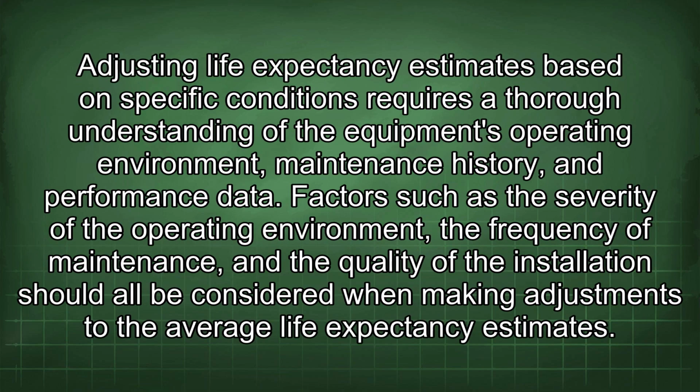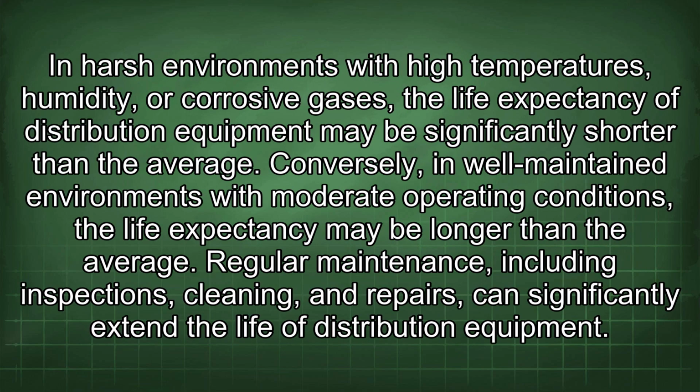Adjusting life expectancy estimates based on specific conditions requires a thorough understanding of the equipment's operating environment, maintenance history, and performance data. Factors such as the severity of the operating environment, the frequency of maintenance, and the quality of the insulation should all be considered when making adjustments to the average life expectancy estimates. In harsh environments with high temperatures, humidity, or corrosive gases, the life expectancy of distribution equipment may be significantly shorter than the average. Conversely, in well-maintained environments with moderate operating conditions, the life expectancy may be longer than the average.